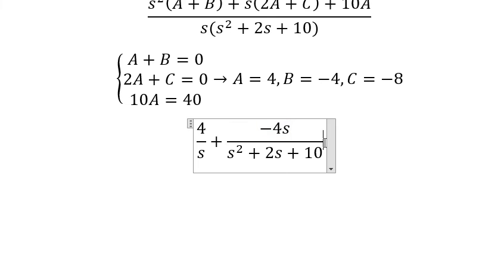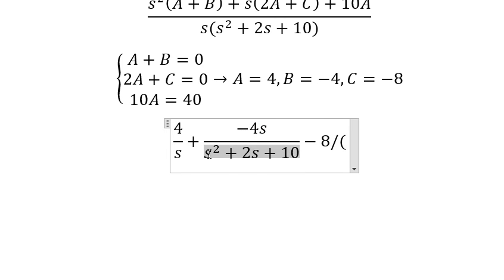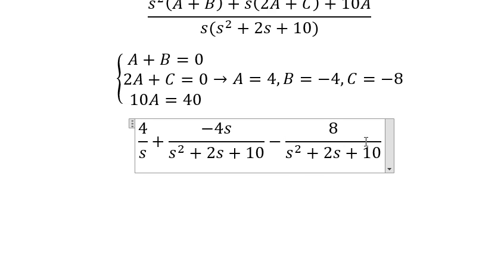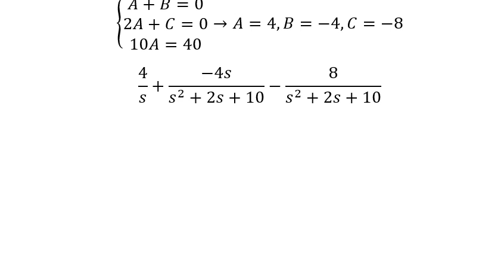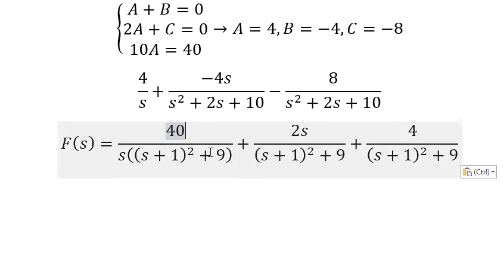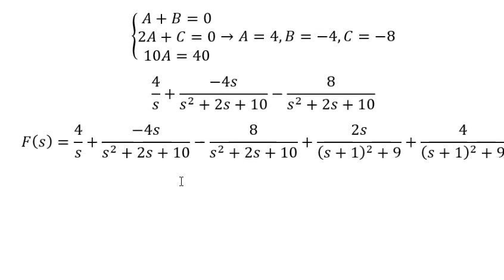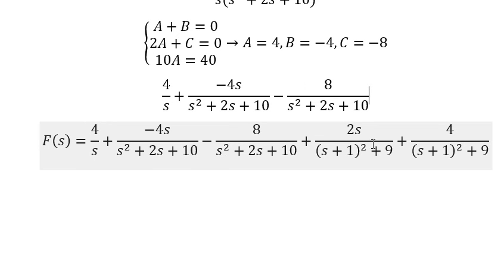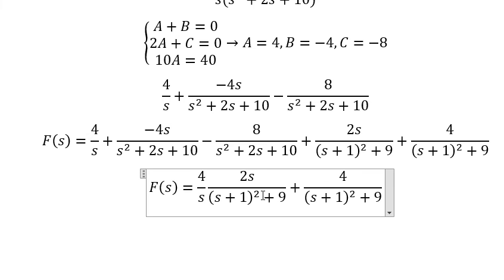So for this one, I will put it like this. Now we go back in here. This one will be this one. And now we simplify negative 4s with 2s. You got negative 2s. Negative 8 with positive 4, you got negative 4. And this one we can simplify like this.